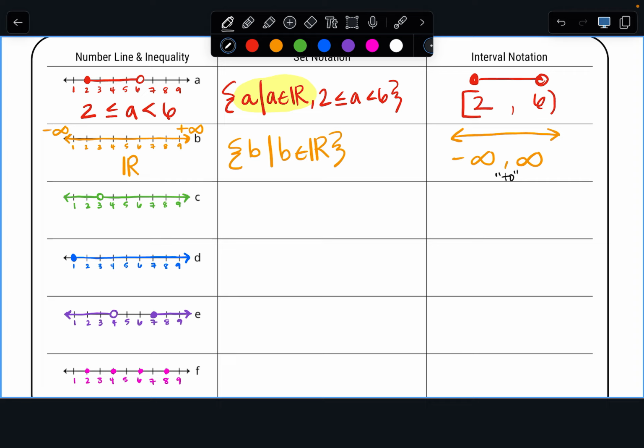Now, the one thing, is there a number that represents infinity? No, because it goes on and on and on forever and ever. So since there's no ending number, anytime you have an infinity, it's always going to be paired with parentheses because there's no value for me to include. It can keep growing and growing and growing. So if you ever are writing interval notation and you have an infinity as a part of your answer, it will, no matter what, always be a parentheses.